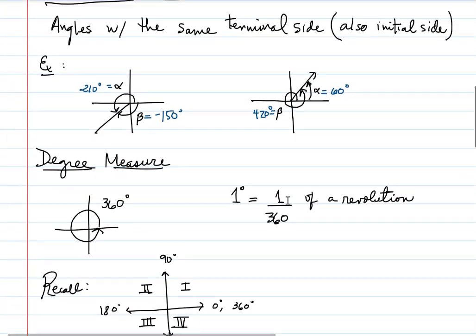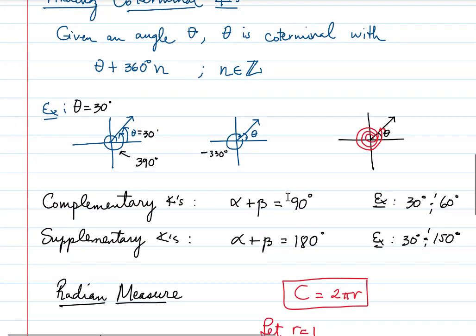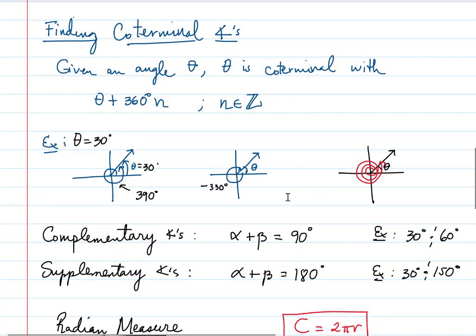Something else here on the degree part, now that we know radians, this coterminal definition I can convert to this. Remember how we said we can add a multiple of 360 degrees to an angle to find a coterminal angle? Well, in radians it would be 2 pi. And again, same thing, the multiple is an integer.